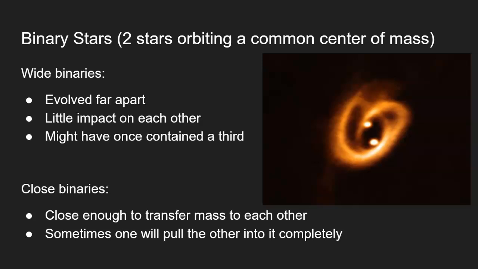Close binaries are where things get a little bit more hectic and chaotic. They're close enough that they can transfer mass. So if one is more massive, it can actually pull the mass from the other one. And sometimes one can basically gobble up the other one completely. It can pull the star right into it because it has higher gravity.